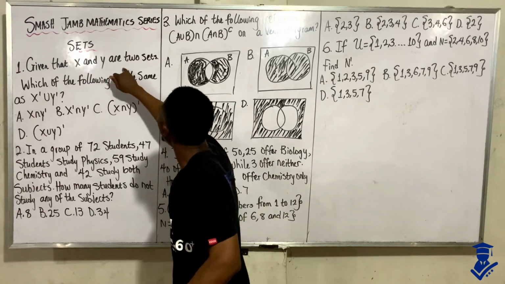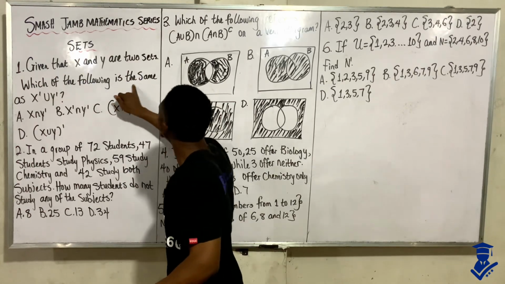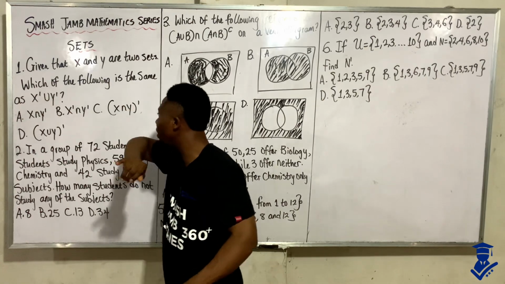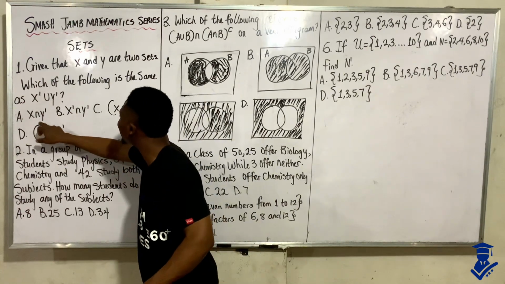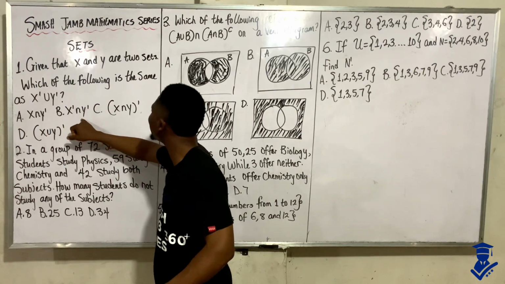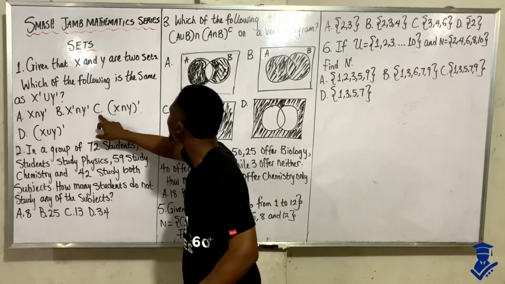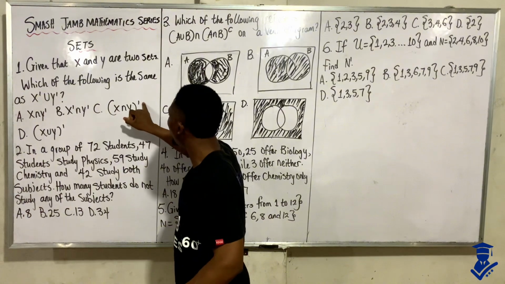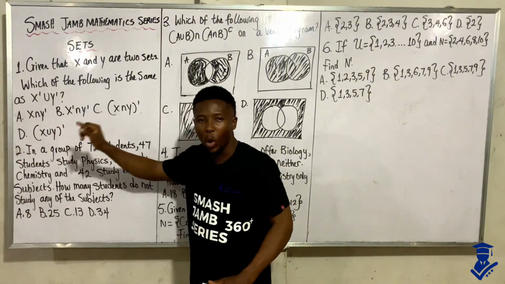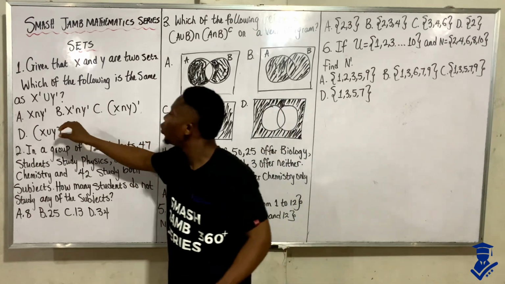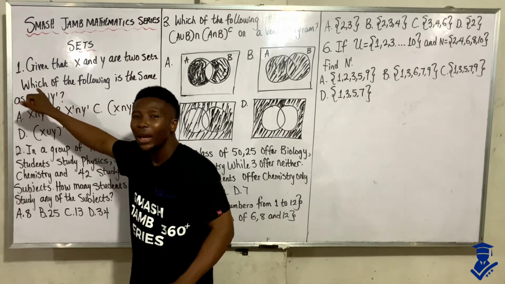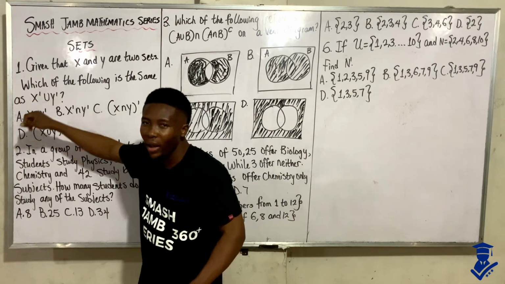Given that x and y are two sets, which of the following is the same as x complement union y complement? Option A, x intersection y complement. Option B, x complement intersection y complement. Option C, x intersection y complement. And option D, x union y complement. They're asking us which of these is the same as x complement union y complement.